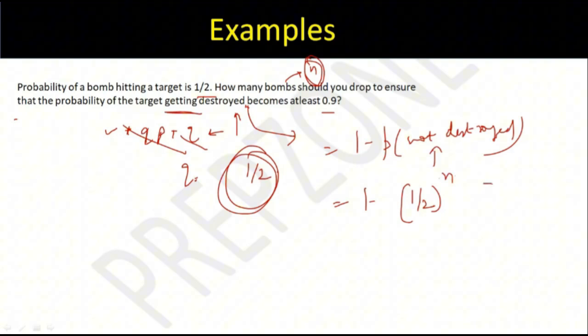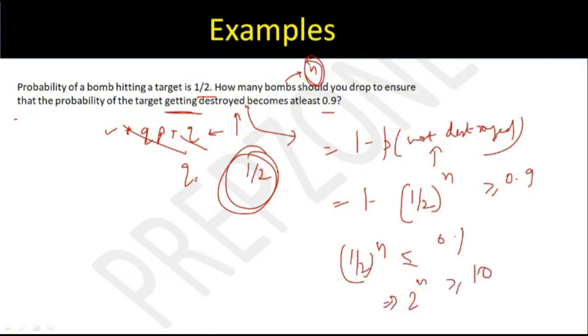Now I want it to be at least 0.9. So this becomes my expression, right? What is this? This is nothing but 1/2 to the power n is less than or equal to 0.1. What is this? This is nothing but 2 to the power n should be greater than or equal to 10. If n is 3, this is 8. So the minimum value for n has to be 4. Okay. So the answer to this question is 4.